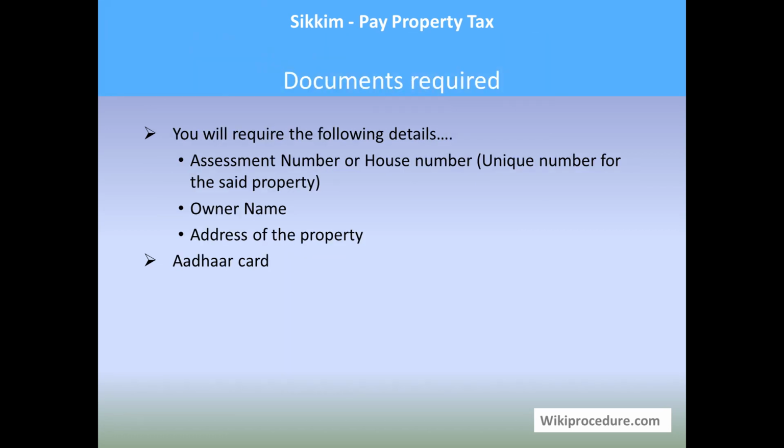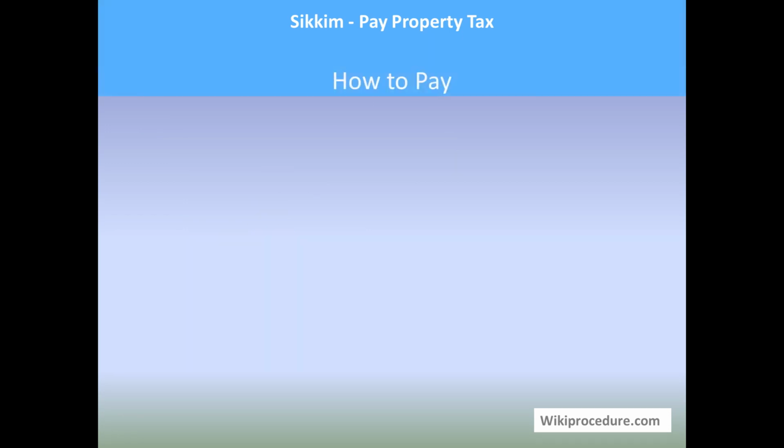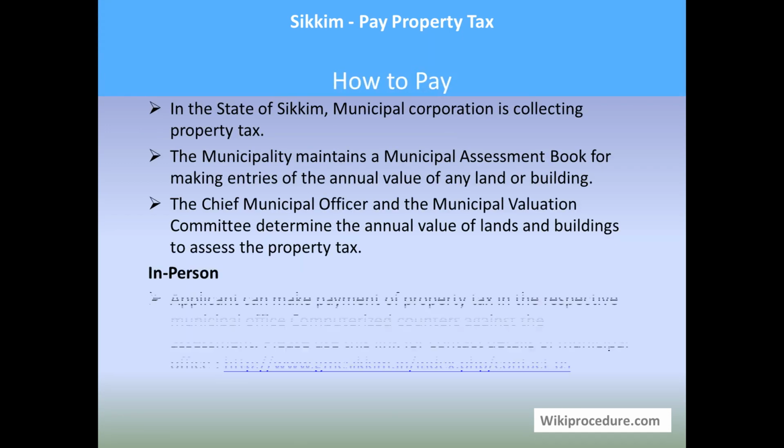Let us see the documents required. You will require the assessment number or the house number. It is a unique number for the said property, owner name, address of the property and Aadhaar card. Once you have this document, let us see how to pay.